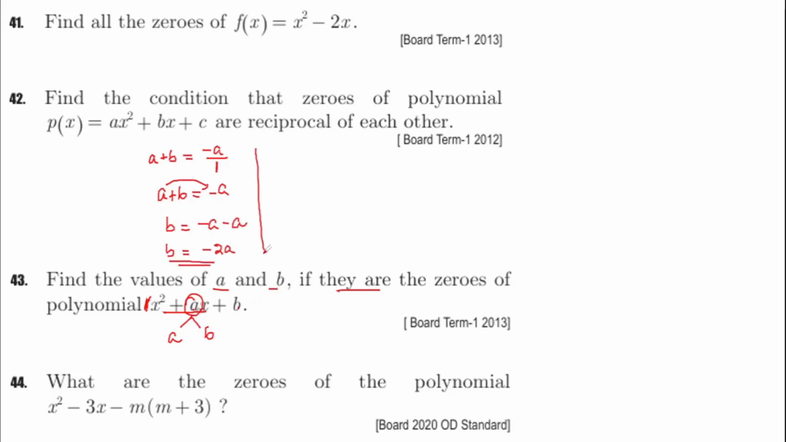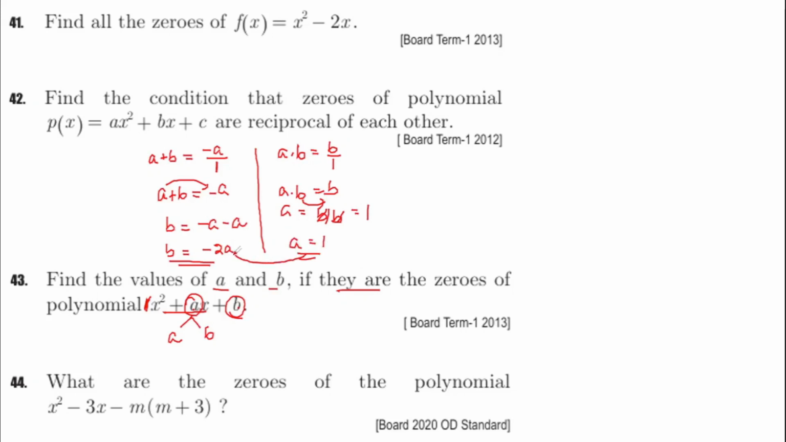Now, if you go to the second condition, that is a into b is equal to c by a. But here c is your b. In place of c, b is there, and in place of a, already 1 is there. So a into b is equal to b. Now, if you keep a here and move this b to the right hand side, it will get divided, and the answer is 1. That means the value of a is your 1.